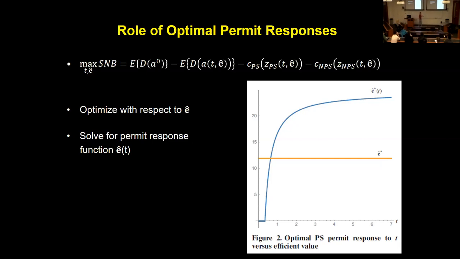And if we look at that response function, we can see that as T increases, that E hat function changes considerably. It's not fixed. This is the first best level right here, where if we hold it fixed, it's going to be at about 12. But as we change T, that function initially is much less than 12, and as we go way above, it goes up to 20 something. It's very responsive to changes in T.